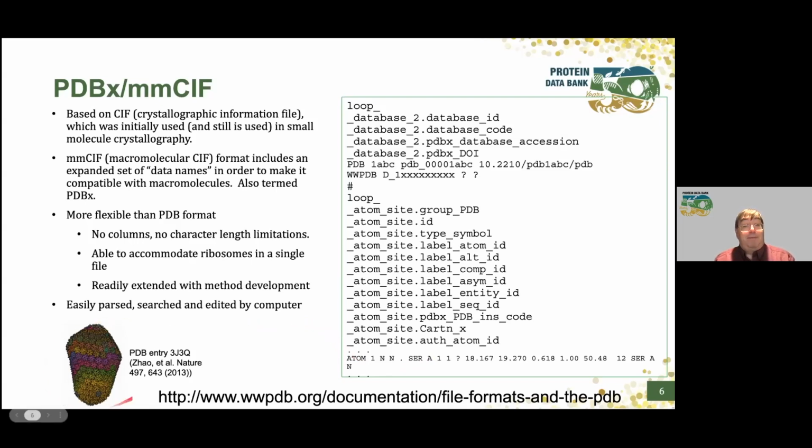This just gives you an example of how big this would be. This was partially what motivated us to move in this direction. This is the entry 3J3Q, which is the capsid assembly of HIV1. If we were to go back to the old split file into multiple pieces, it would take about 25 files, which was very unsatisfactory for everyone who might want to use it.